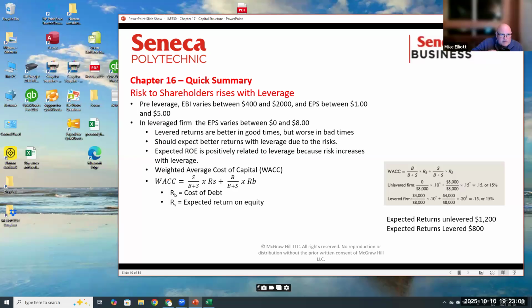The problem is risk. And risk is something that, in order to make money, we have to take on. But we have to understand the risk, and we have to understand what it is about that risk that we talk about. So, in our pre-levered firm, our earnings per share varied between $1 and $5. In our levered firm, it varies between $0 and $8.